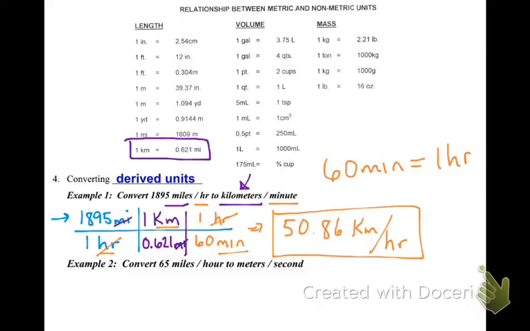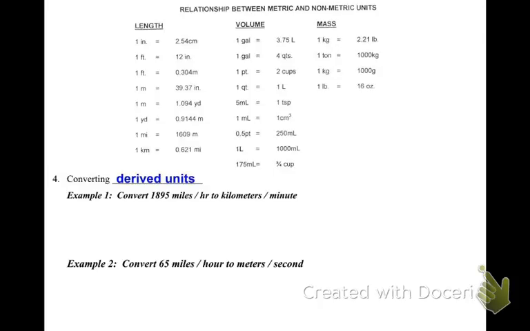Let's try the next one. So we've got to convert 65 miles per hour into meters per second. So let's just declutter this a little bit. So the first thing that we're going to look at is we're going from miles into meters, and then from there the other conversion we're going to do is hours to seconds. So, can we get directly from miles to meters? Yep. There's one conversion factor that we can use to get from miles into meters.